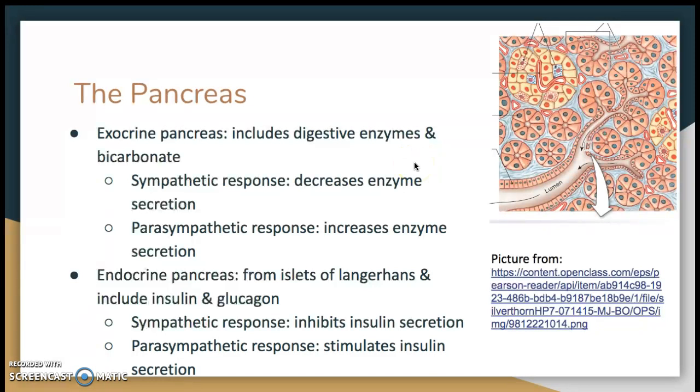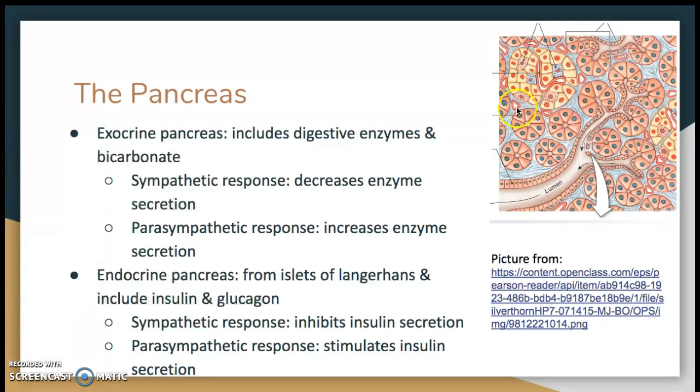And then the endocrine pancreas is more the hormonal control, represented by the yellow. These little dots around here are the islet cells, and they produce insulin and glucagon, which are antagonistic to each other. Insulin decreases plasma glucose concentrations while glucagon elevates it. The sympathetic response inhibits insulin secretion, and the parasympathetic response stimulates insulin secretion.